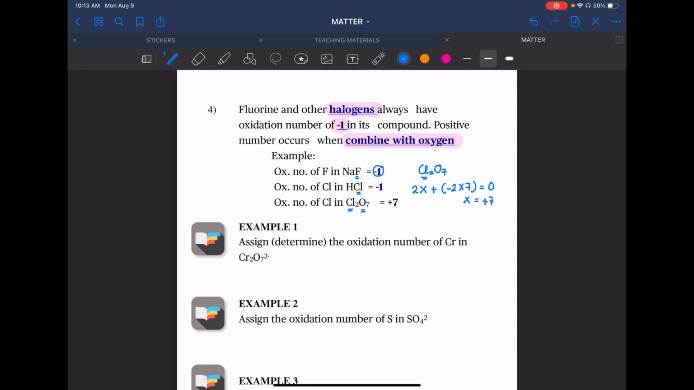Okay, so now let's do some example here. Determine the oxidation number for chromium in Cr2O7 2 minus. So, cara kerja dia sama macam yang ni tadi. Can you find out the answer?